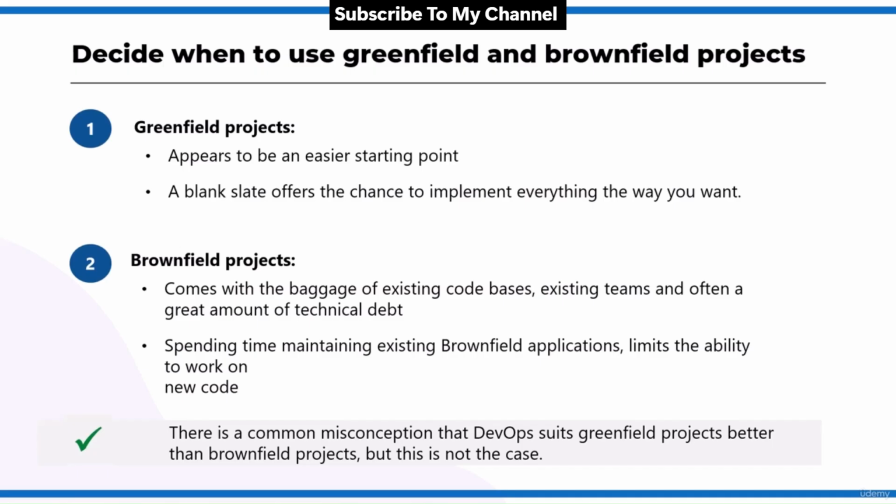If your teams spend a large percentage of their time just maintaining the existing brownfield application, you have a limited ability to work on the new code. So it is essential to find a way to reduce that time and make sure that software releases are going to be less risky. A DevOps transformation can provide that solution, and that's the reason it is going to be suitable for brownfield projects also.